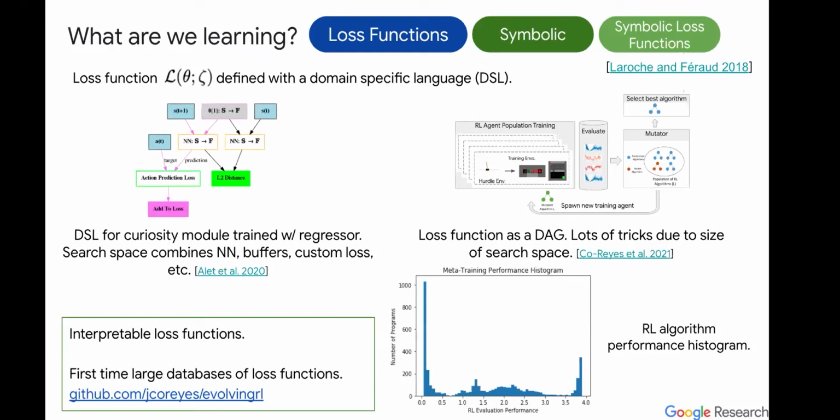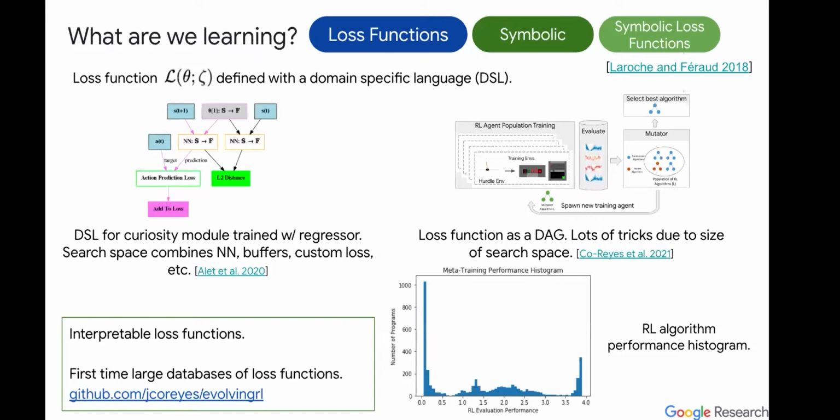And it's fully interpretable, which means that A, we can use standard tools for the analysis of the algorithms and so on. We can also have people work alongside, so if I don't like this, I can tweak it here and so on. I can put it back in the population. So two examples of this work: one is a learning curiosity module, and the search space combines different parts of the algorithm, so neural nets, buffers, custom losses and so on. The other work is where the loss function is a directed acyclic graph.